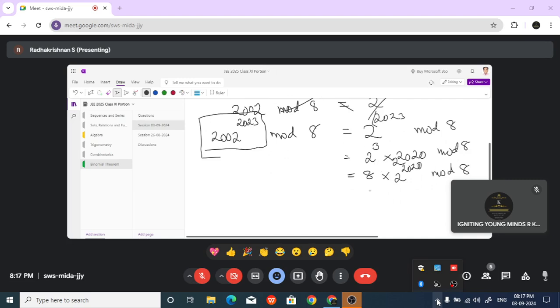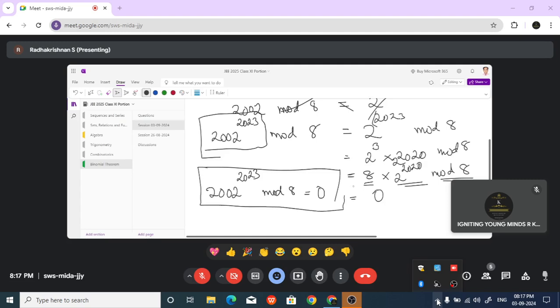So this is 8 into something mod 8. So what is this then? It's a multiple of 8. So it is divisible by 8. The remainder is 0. Using the mod properties we learned, we can easily see that 2002 to the power of 2023 mod 8 equals 0. Or this is divisible by 8. 2002 to the power of 2023 is divisible by 8.